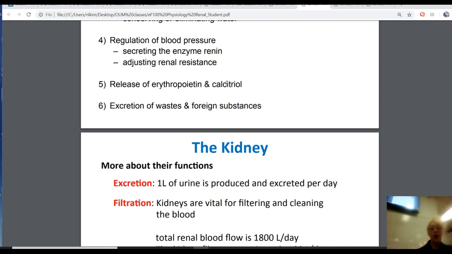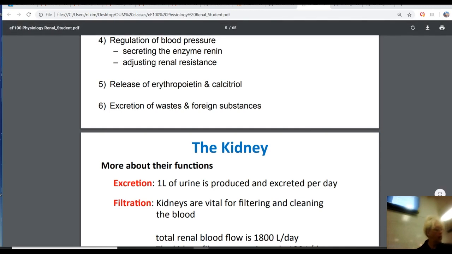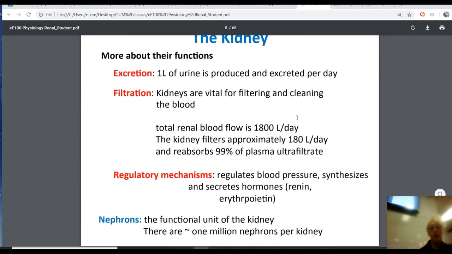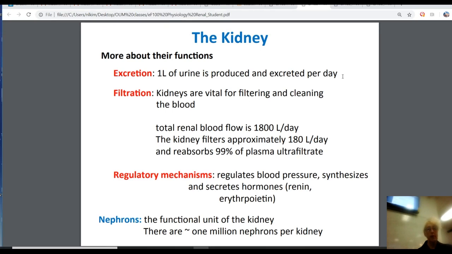Erythropoietin and calcitriol we looked over. Obviously, the erythropoietin helps us build our red blood cells, which we'll look at when we get into hematopoiesis. And of course, calcitriol is important in bone formation. And the kidneys excrete waste. So that's what our kidneys do. They excrete waste and help clean our blood. Protein, blood cell factor, vitamin D. Yep, vitamin D is important as well.